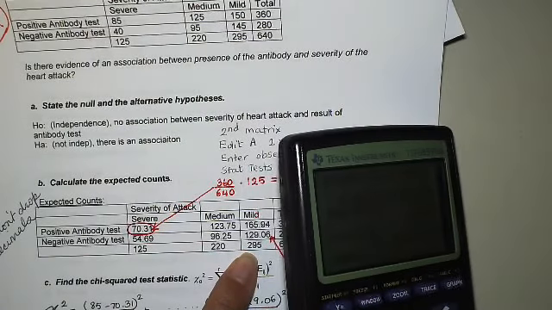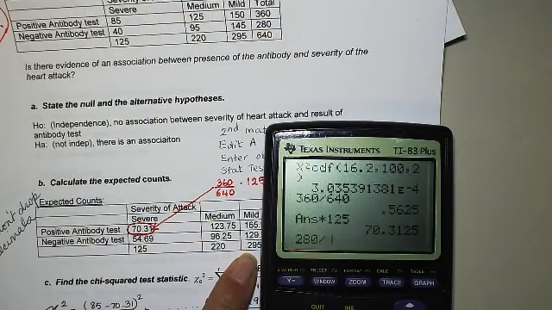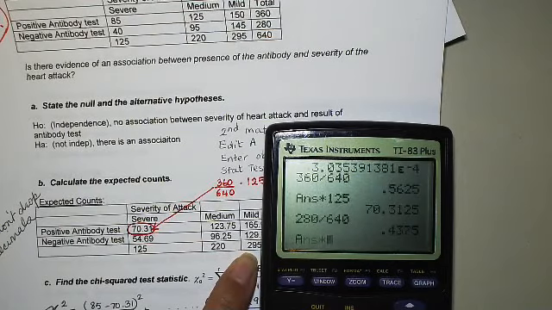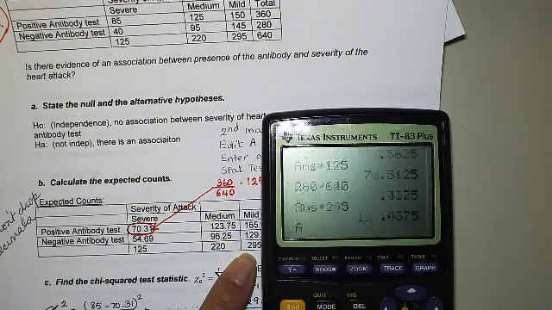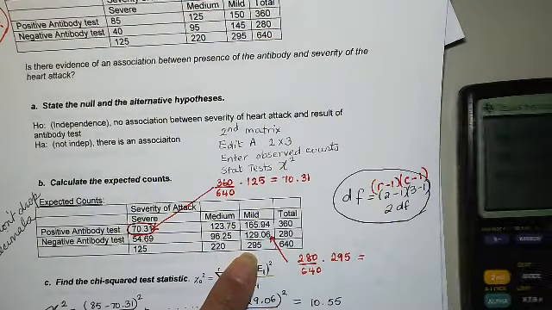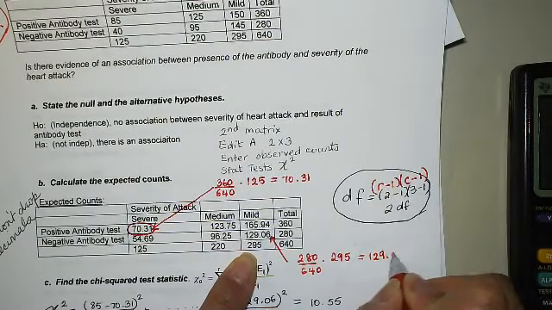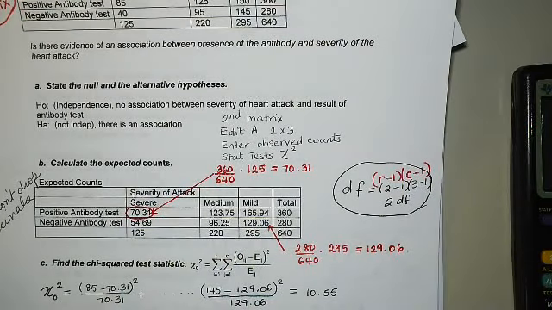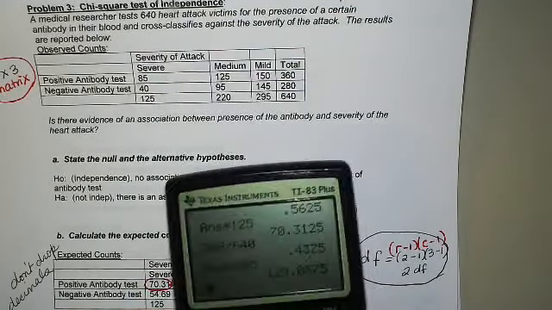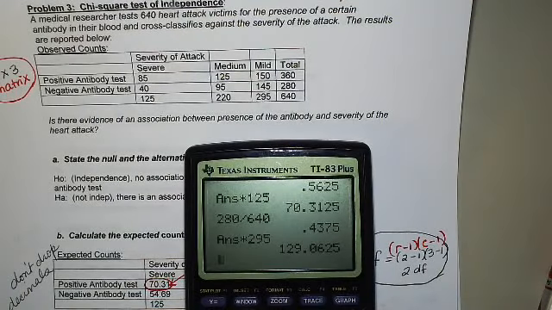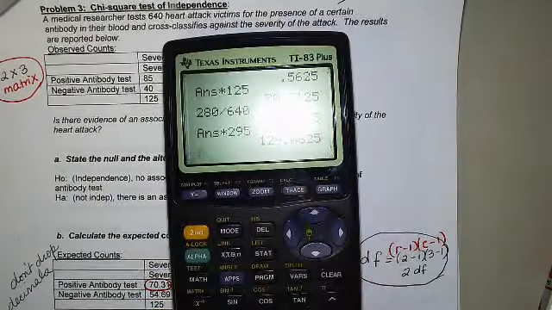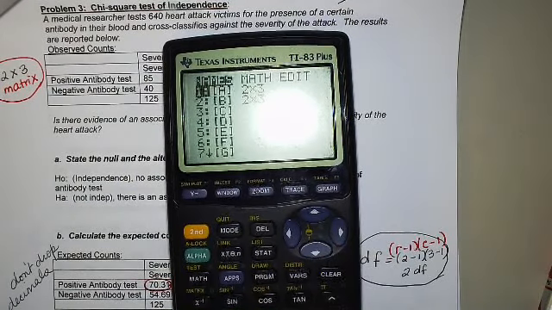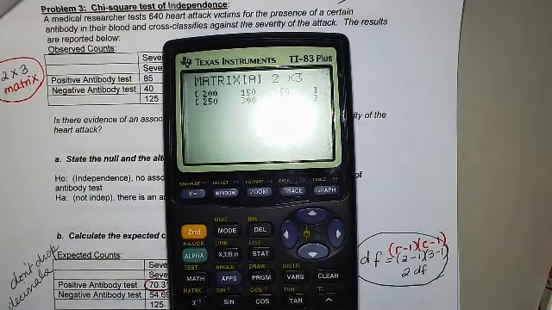Okay. Similarly, this number would be 280 divided by 640. That's the row total divided by the grand total times the column total. So let's see, 280 divided by 640 times 295, 129.06. But truly, you're not going to be doing these by hand. You're going to go put them in your calculator. So let's do that right now.